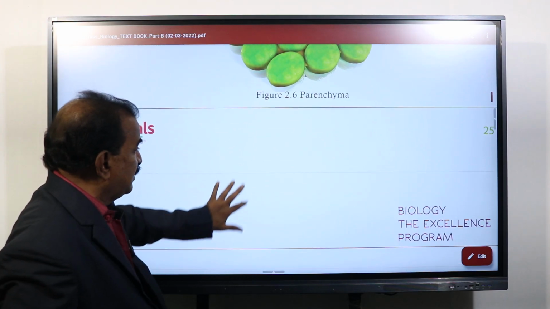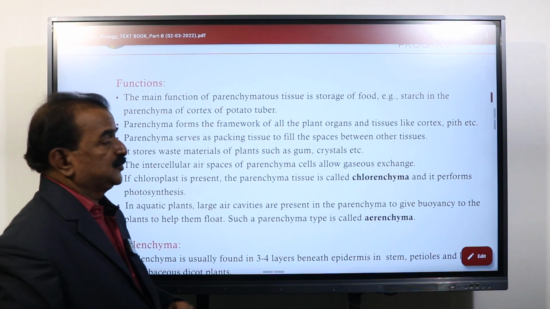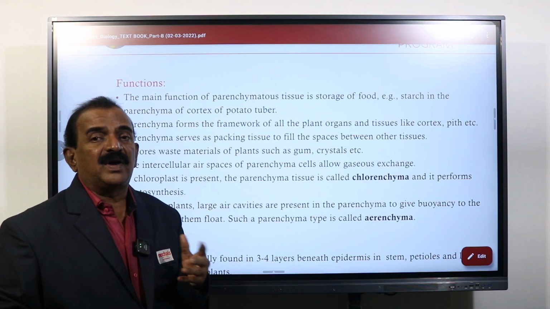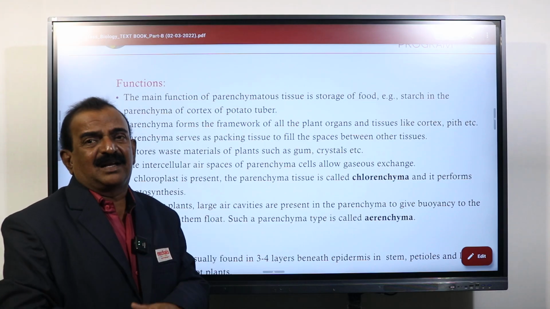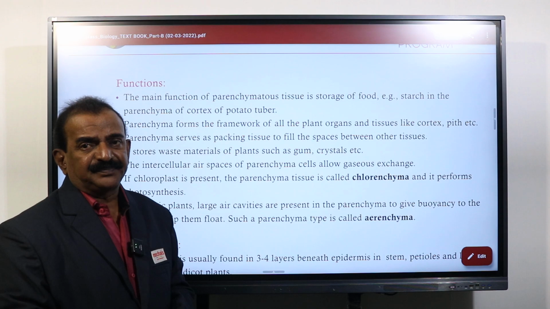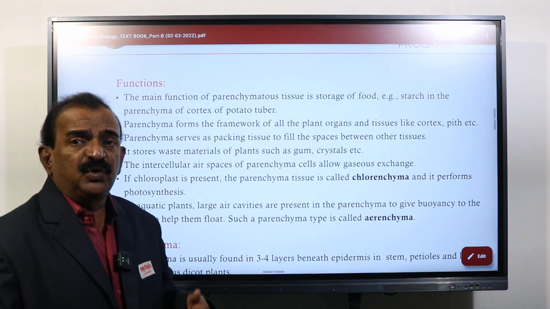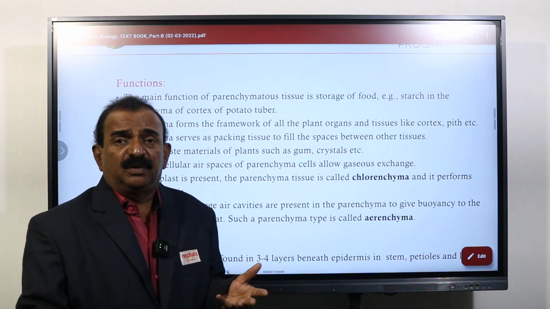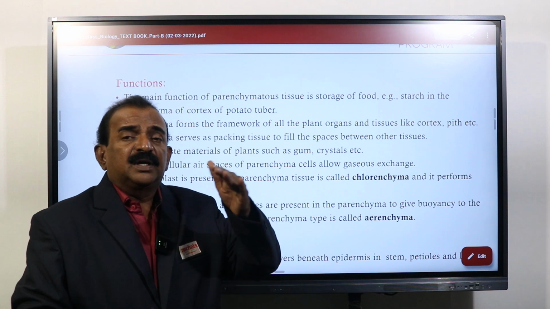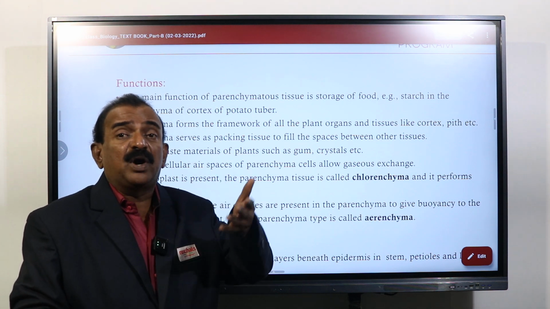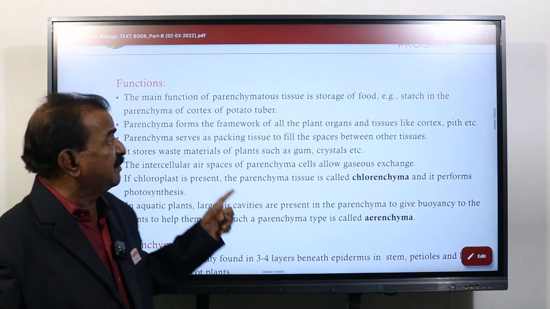And now we need to understand the functions of the parenchyma tissue. So already we discussed. So what are the functions performed by the parenchyma? It is a bulk tissue which is present in plant organs, and it is useful for storage of food, and it is useful for the preparation of food by the presence of chloroplast, and also useful to give the plant buoyancy on the water. So all these are the functions performed by parenchyma.